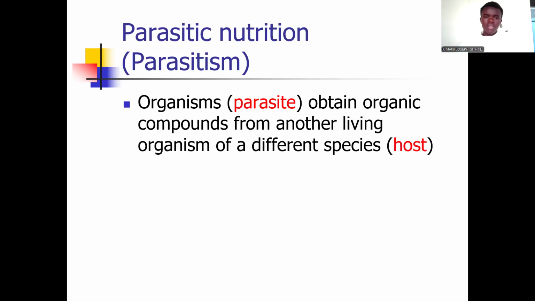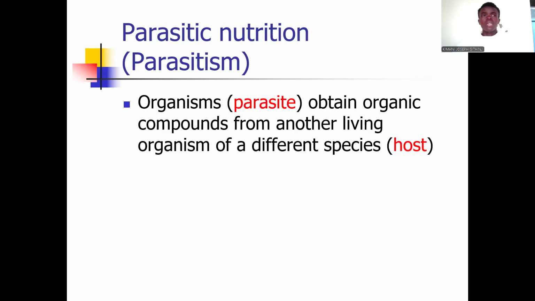So now we are on the last type of nutrition under heterotrophic mode. Now it's parasitism. Parasitism is where organisms obtain organic compounds from another living organism of a different species. Mostly in the case of parasitism, in the process they end up hurting their host. The host is the organism in which the parasite embeds itself.